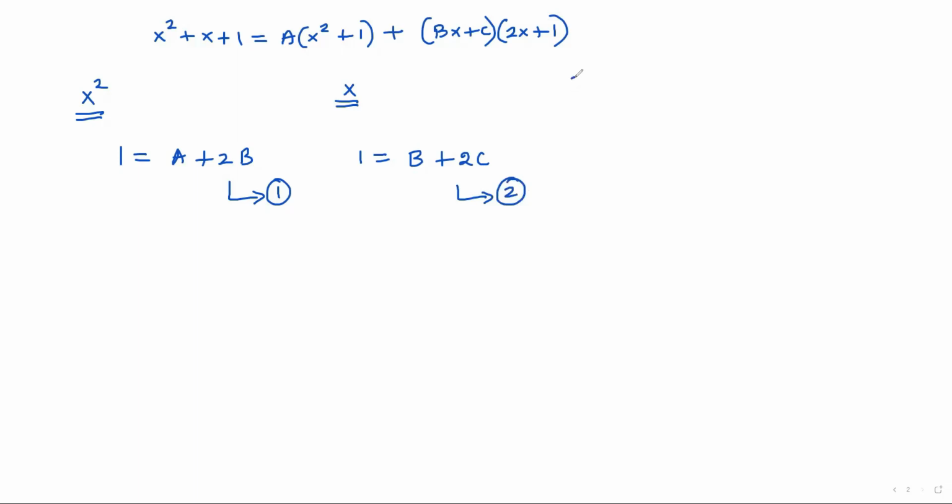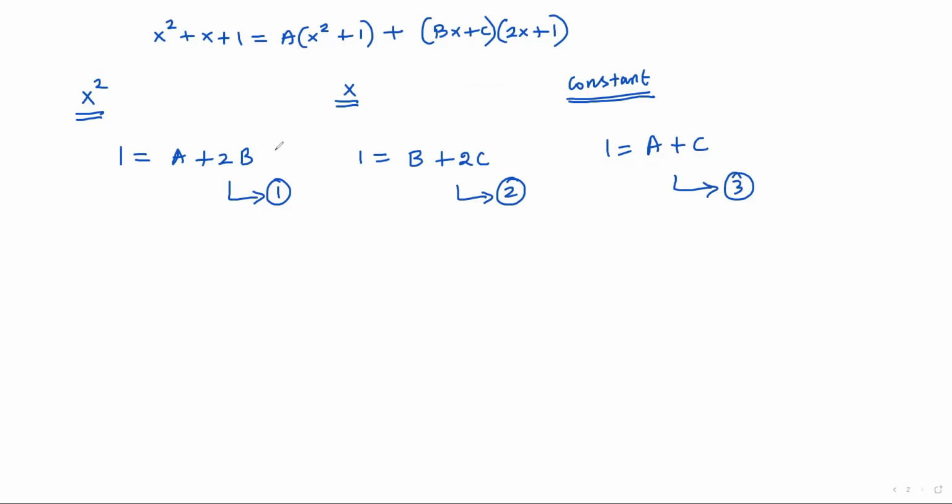Now I'm going to compare the constant terms. On the left side, the constant term here is just 1. On the right side, if I distribute this a to 1, it will be a times 1, which is a. It's just a constant. And in the second term, if I distribute this c to 1, it will be c times 1. That is just c. That's also a constant. So I'm getting equation 3. So now, when I compare the coefficients of x squared, x, and constant terms, I'm getting 3 equations, 1, 2, and 3.